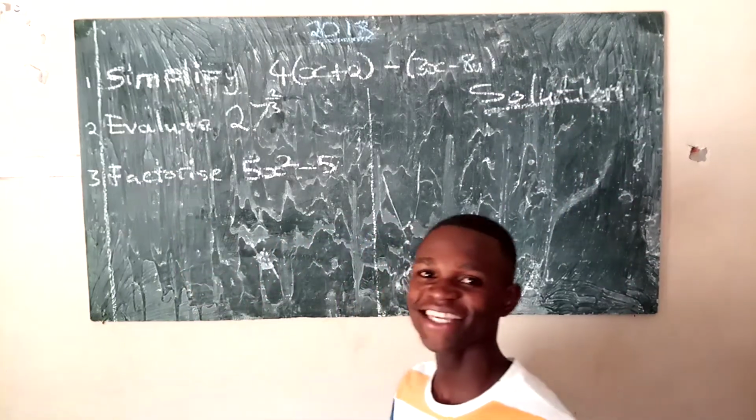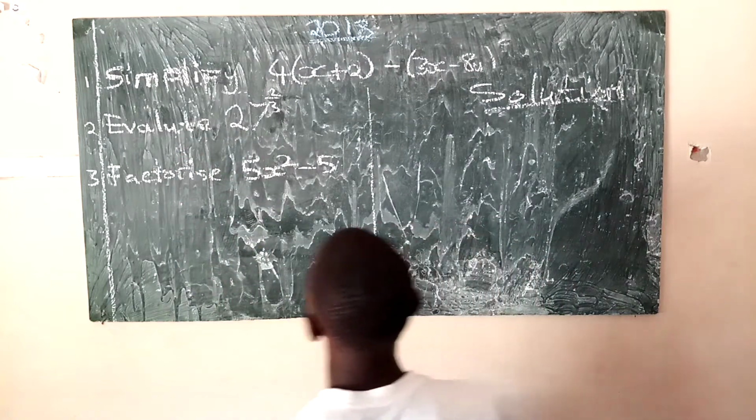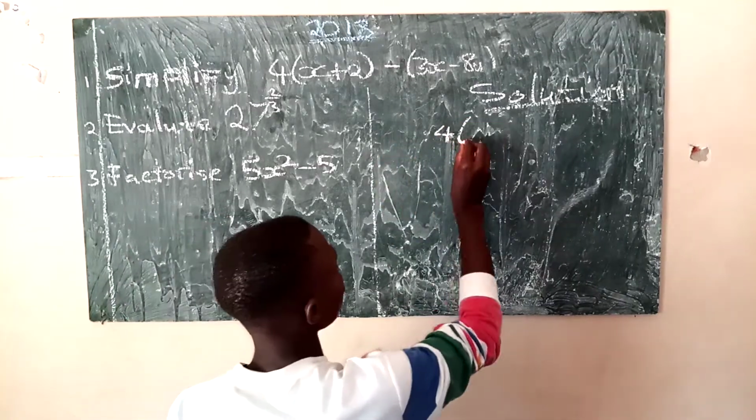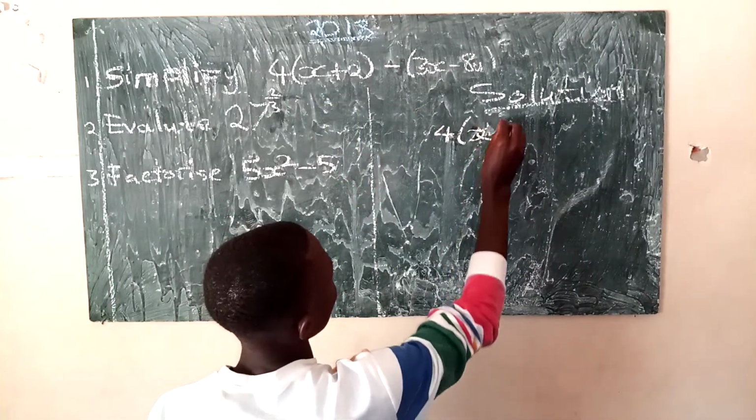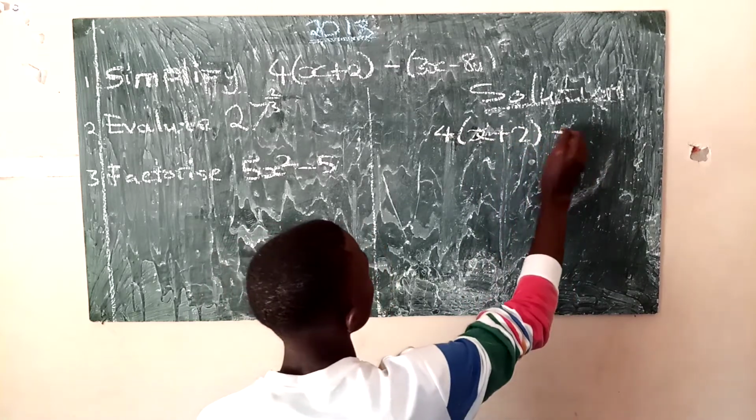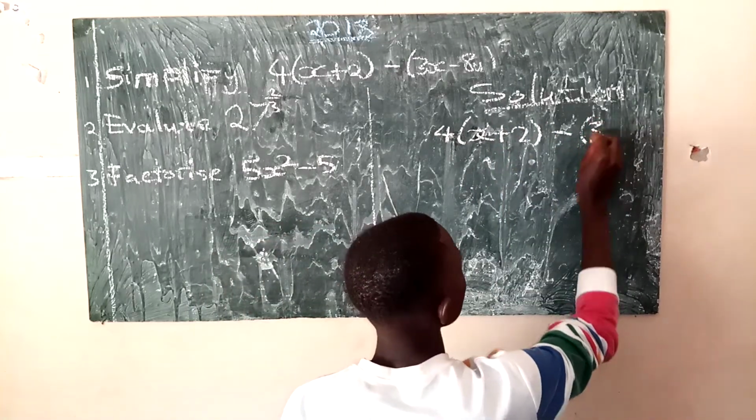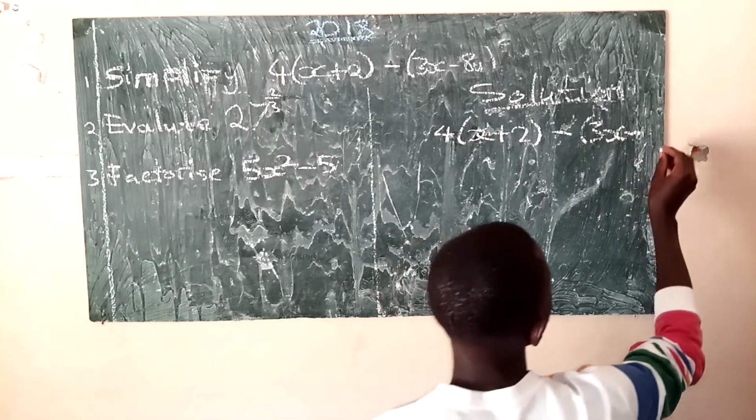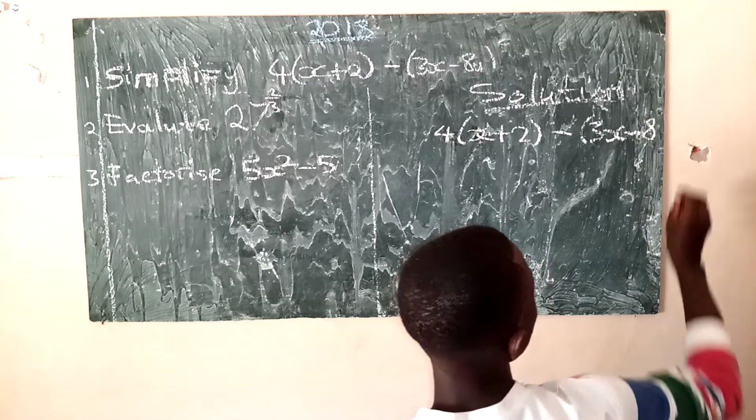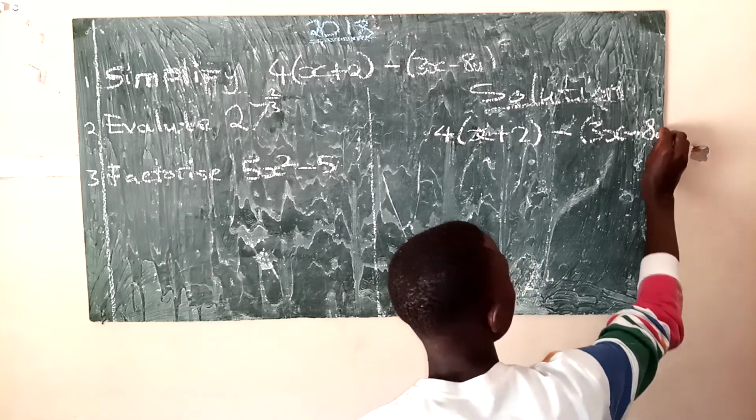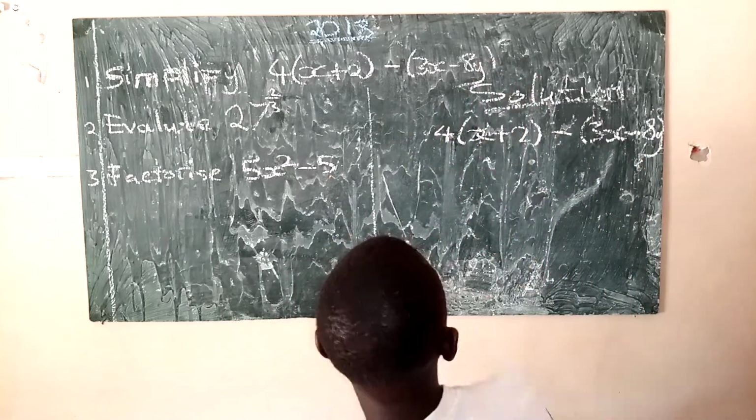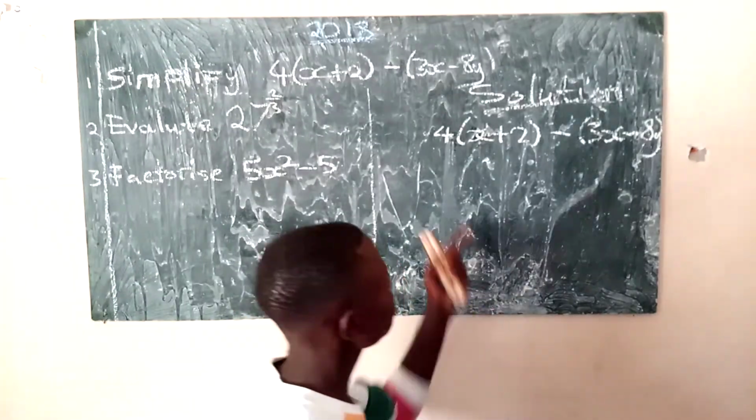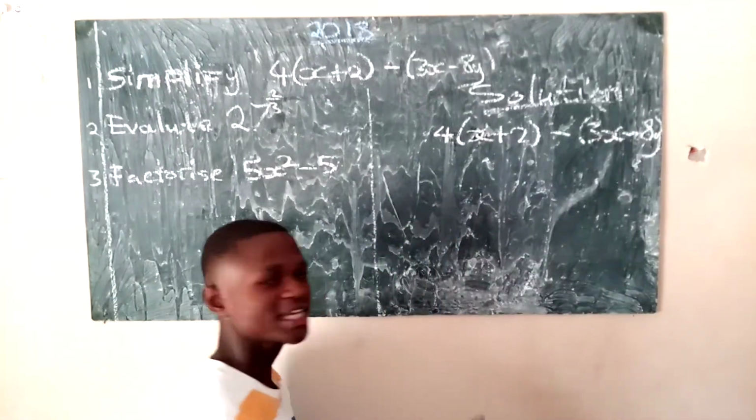For the first one, it is saying simplify. It is saying 4 open brackets x plus 2 close brackets, minus open brackets 3x minus 8y. Okay, they want us to simplify this question. Let's make it simple because this one is in complex form.